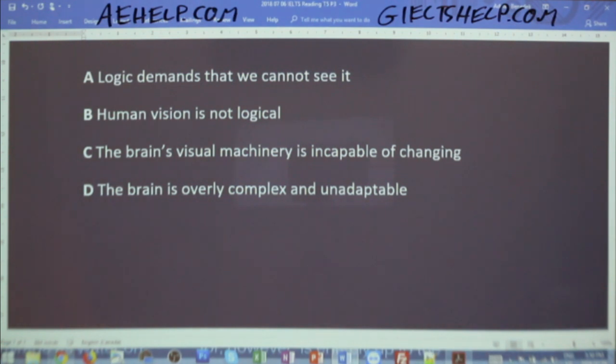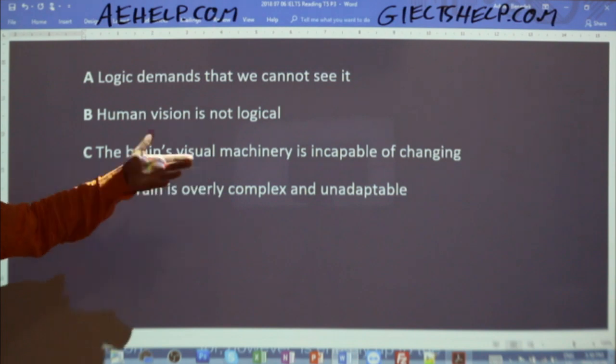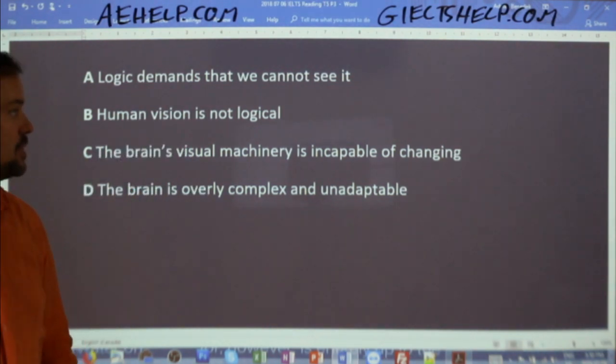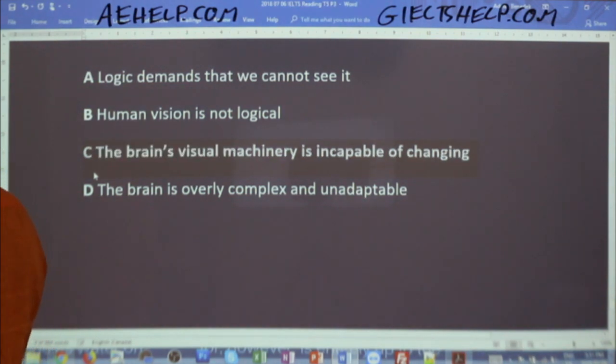Is it A, logic demands that we cannot see it? B, human vision is not logical. C, the brain's visual machinery is incapable of changing. The brain, yeah, C looks good. Most of you are giving C. I would go with C. It says once the visual system sees something, then that's it, okay? So C it is. All right, so that's our answer there for that one.